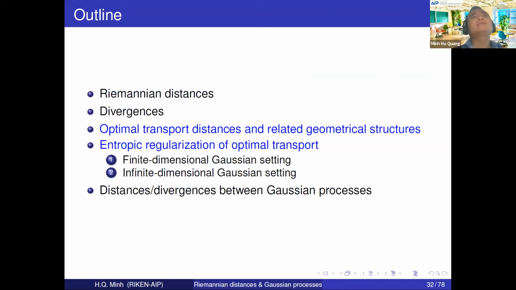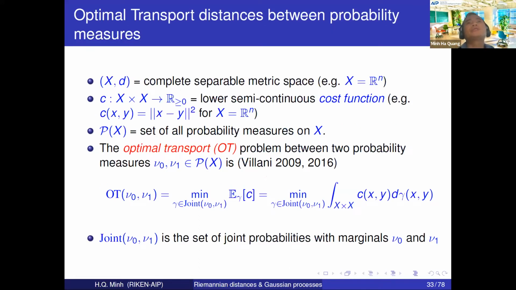So that was the Riemannian distances and divergences. Now, I will talk about the optimal transport distances. It's in a slightly different setting. Before, the distance and divergence are very closely related. They have different formulas, but they're actually closely related. In particular, as I said, this alpha log-det divergence and alpha-beta log-det divergence all induce the affine-invariant Riemannian metric. So now let's go to the setting of optimal transport distances.